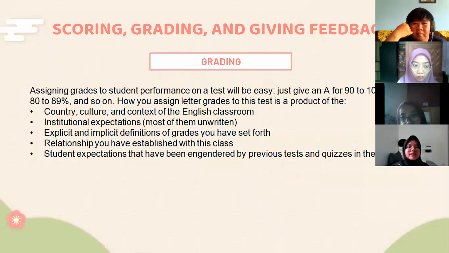Next is about grading. Assigning grades to student performance on a test may seem easy. Just give an A for 90 to 100%, or a B for 80 to 89%, and so on. How you assign letter grades to this test is a product of the first one, the country, culture, and context of the English classroom. The next is institutional expectations, explicit and implicit definitions of grades you have set forth, and the relationship you have established with this class. And the last one is student expectations that have been gathered by previous tests and quizzes in the class.